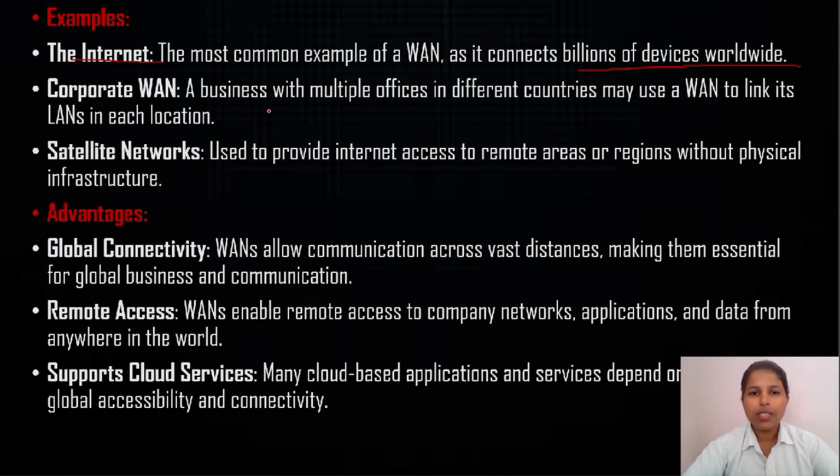And corporate WAN: a business with multiple offices in different countries may use a WAN to link its LAN in each location. So using this WAN, we are getting connection to the LAN. And satellite network: a satellite network is used to provide internet access to remote areas and regions without physical infrastructure. So while the internet works through underwater cables, we also use a satellite network where we can get internet access where there is no physical infrastructure. In these places we get the internet using the satellite network.